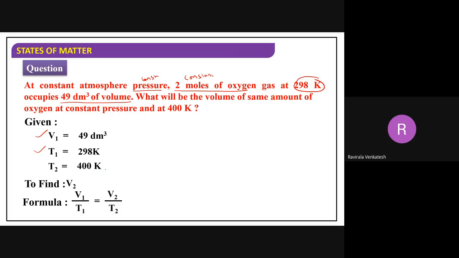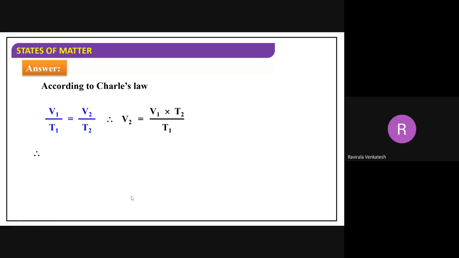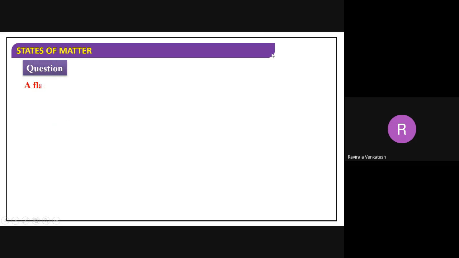V1 by T1 is equal to V2 by T2. Now substitute V1: 49, T1 298, T2 400. Then what do we get when you substitute like this? 400 into 49 by 298. Now after doing this we get 65.77 decimeter cube, right? This will be the answer here.